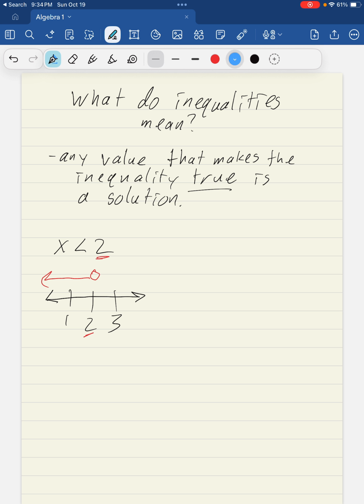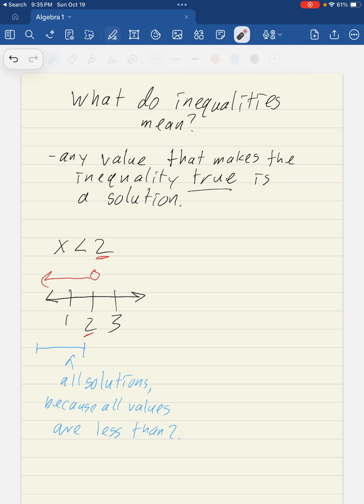Now, what does this actually mean? Well, this is showing us all the different solutions that make x less than 2 true. These are all solutions because all these values are less than 2. And I will touch on the fact that we have the open circle here. The open circle is open because it does not work for this situation. X is less than 2. 2 is not less than 2. So it's an open circle.